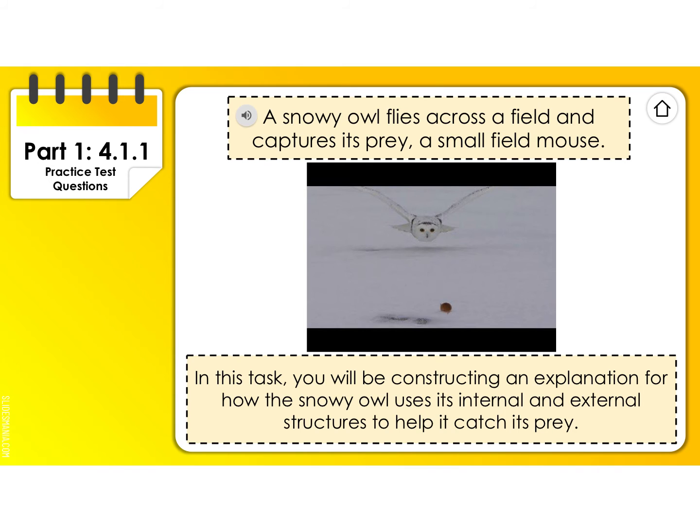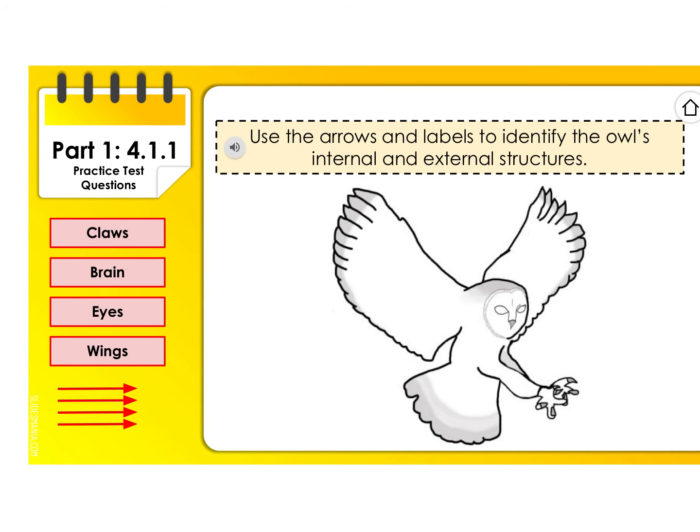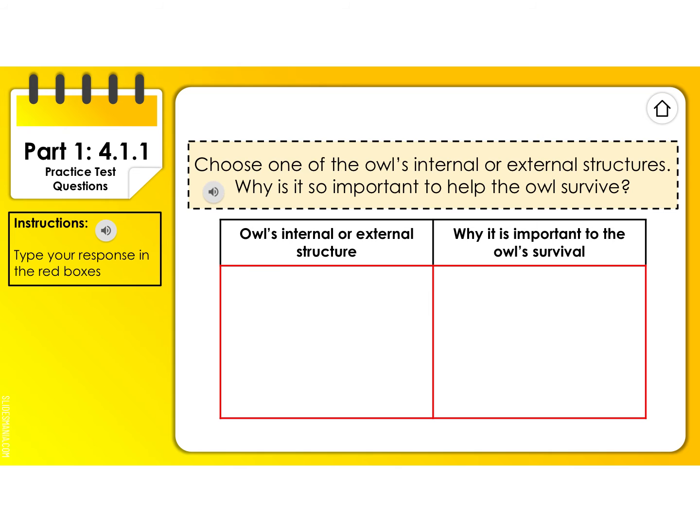And in this task, you're going to be constructing an explanation. In other words, your job here is to provide an explanation for how the snowy owl uses its internal and external structures to help it catch its prey. So you're going to use the arrows and the labels at the left to identify the owl's internal and external structures. And then you're going to choose one of those, either internal or external, and you're going to explain.